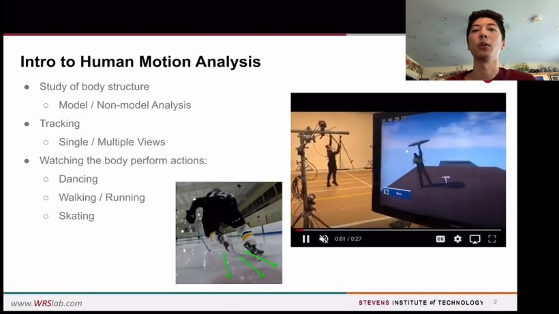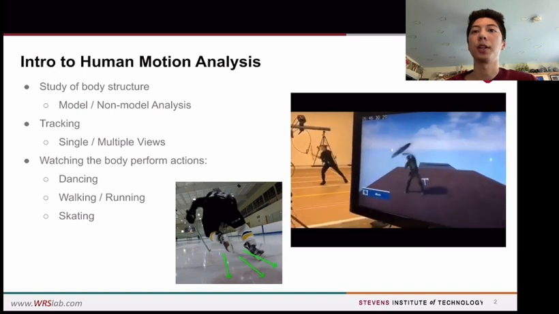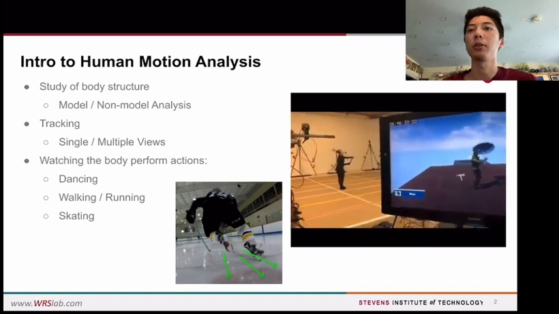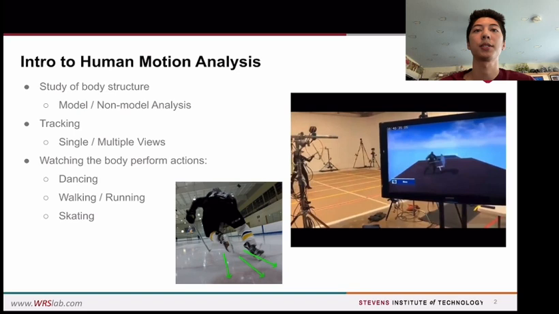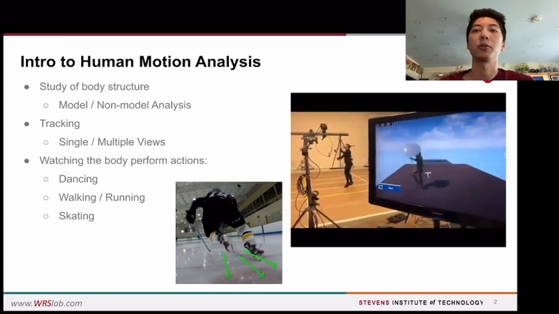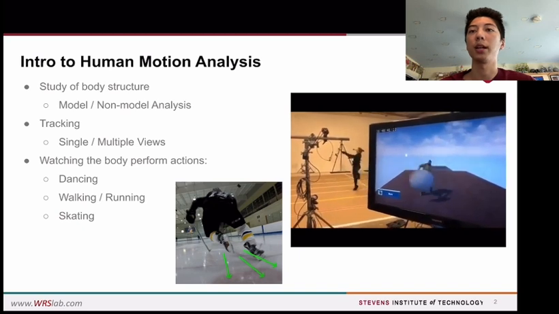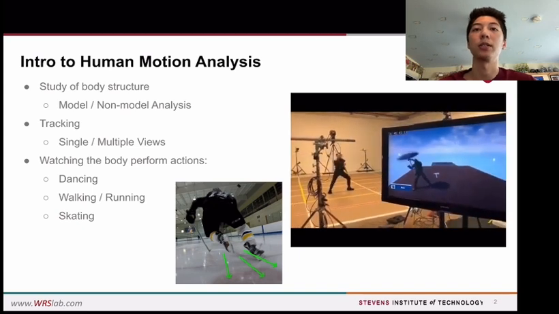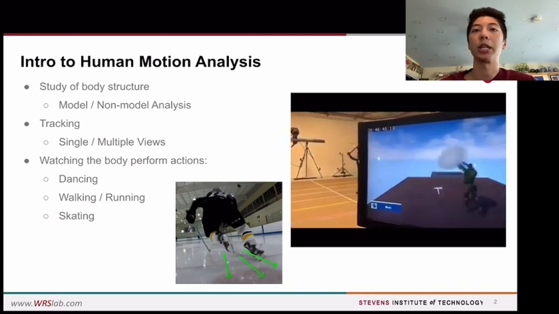On the most basic level, human motion analysis is the study of the body structure and the science behind observing the body as it moves and performs various tasks. Be it running, dancing, skating, or any other activity, observing the body in motion can produce valuable data about human abilities and human weaknesses, and can be used for other purposes like entertainment.